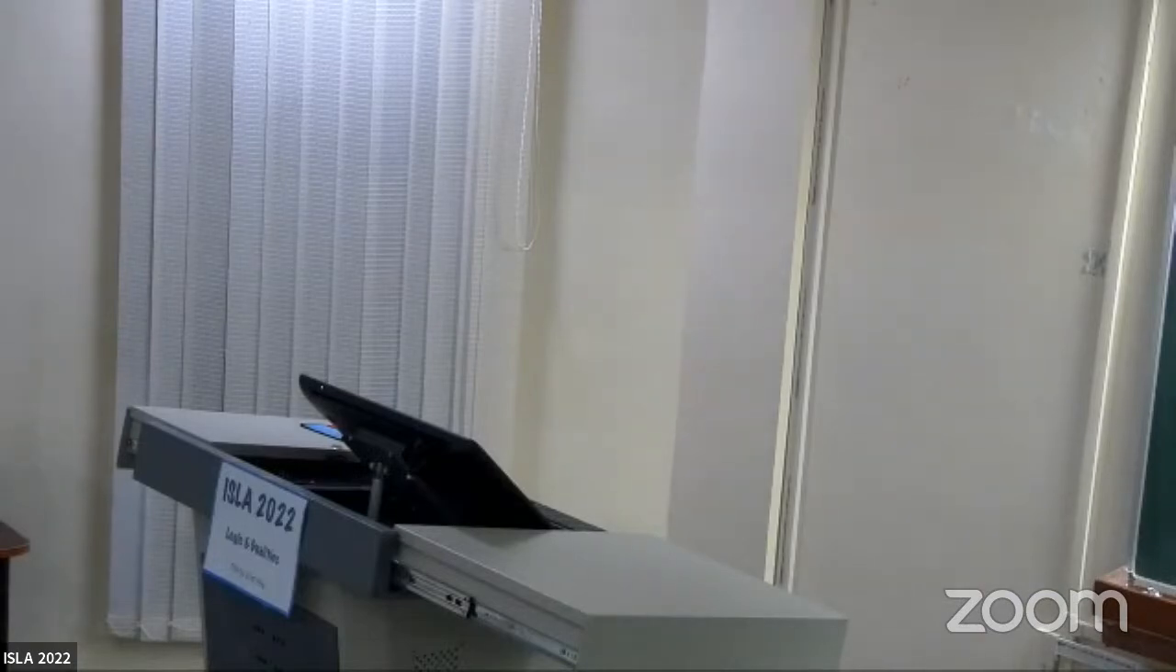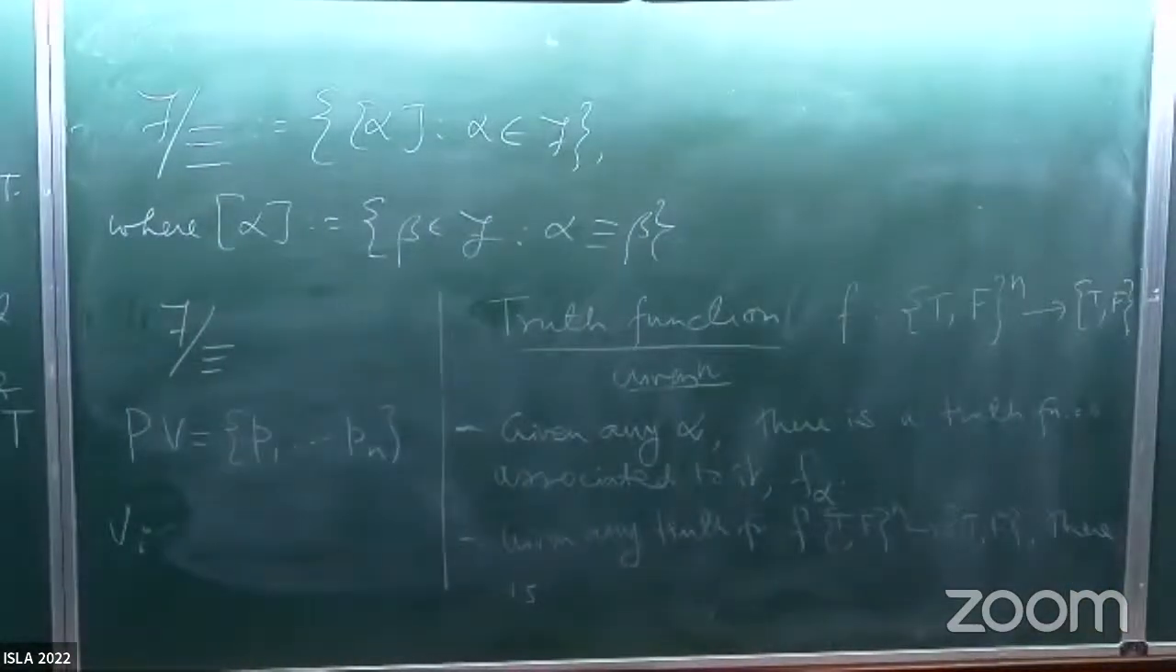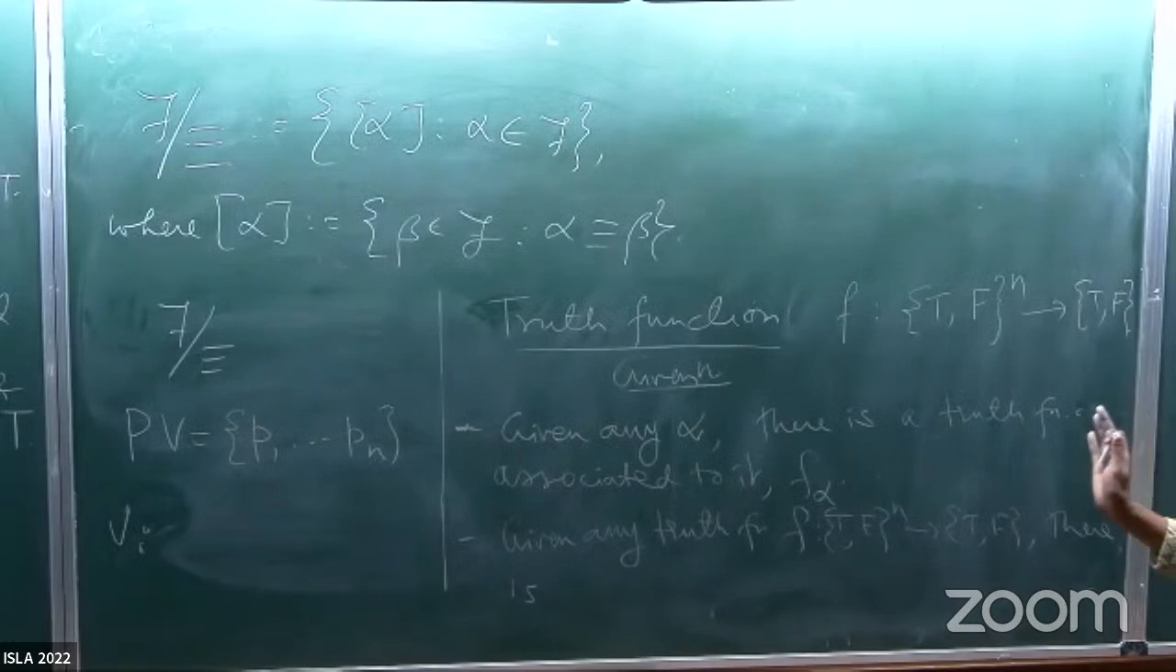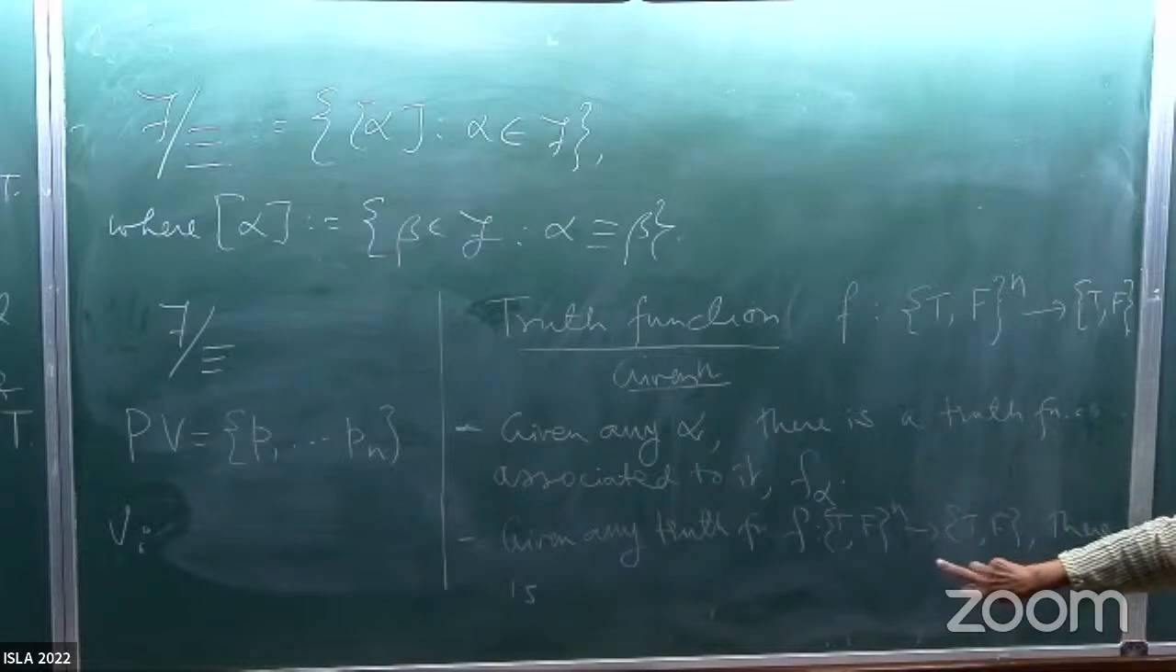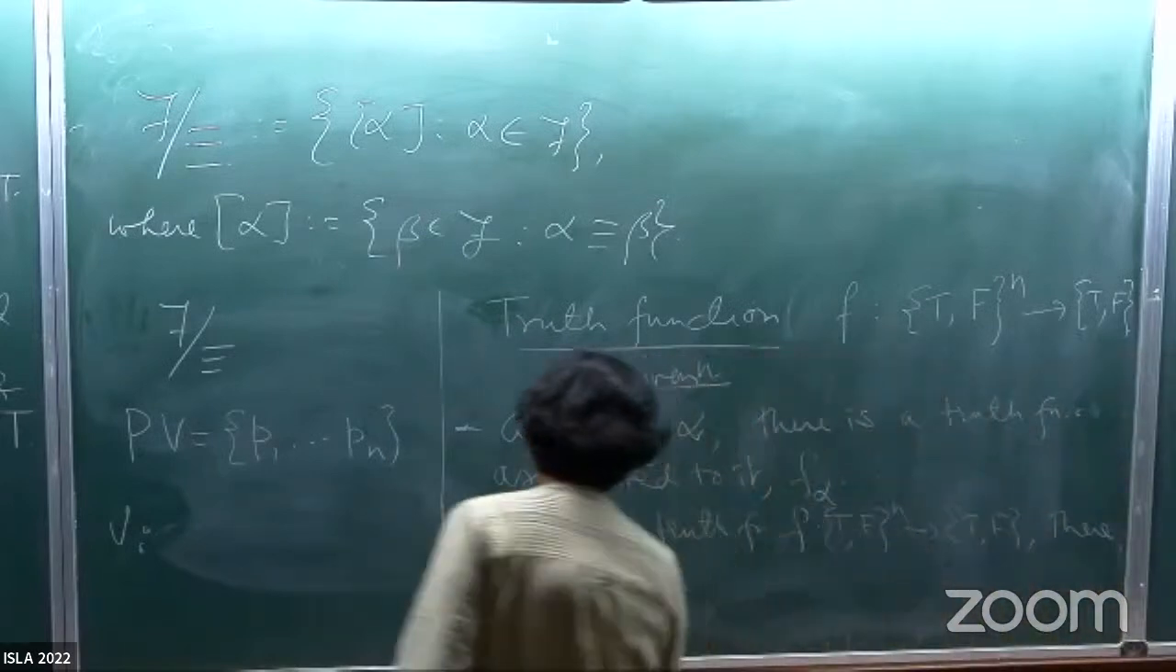Come to this, I think this result will make things clearer. This association, or this correspondence, between formulae and truth functions. So this is one, and here, as I said, the converse: if you're given a truth function, you have a formula.